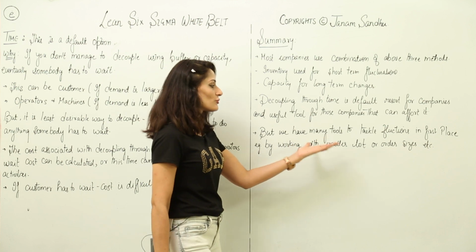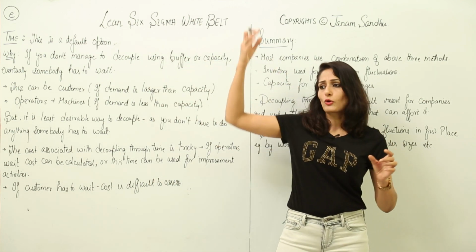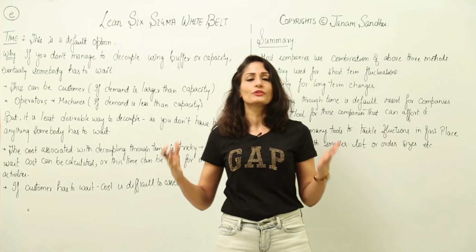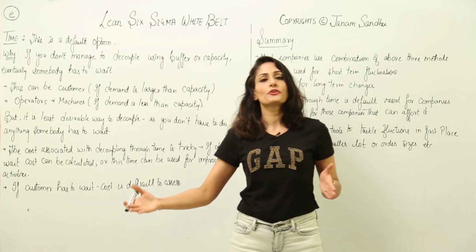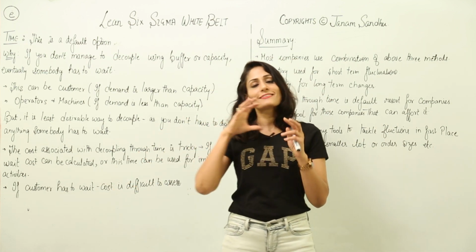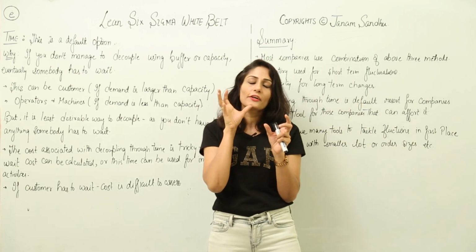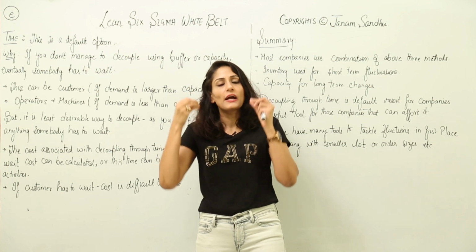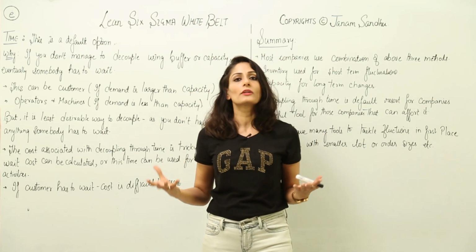For example, by working with small lots or small order sizes. These are a few. I would be talking about 16 more tools which would help you control variation. Then we would be talking about continuous improvement, we would be talking about DMAIC. So tackling fluctuation, tackling variation, is the only reason we are actually going through this course. We are actually learning all these techniques.